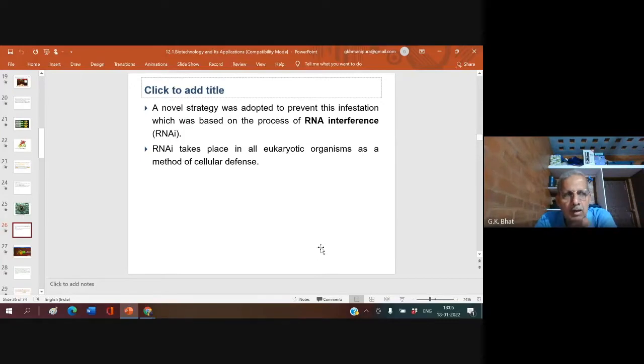So what is happening here? RNA interference takes place in all eukaryotic organisms as a method of cellular defense. Now, many times our body has to defend against some disease-causing pathogens or against one or the other event that's taking place. If our genes work to defend against any of these pathogens, the right type of protein should be produced. Sometimes, if organisms come to know that this protein is getting produced by this pathogen, and they should see that it does not take place, what it does is interfere at the level of mRNA transcription. So RNAi takes place in all eukaryotic organisms as a method of cellular defense.